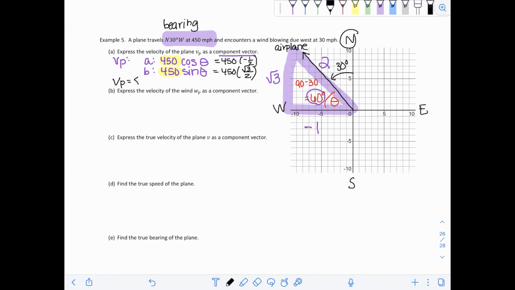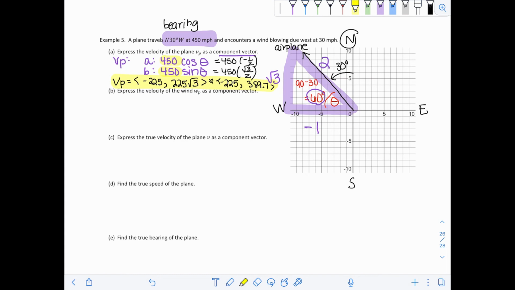Which is going to be negative 225, comma, positive 225 square root of 3. And I'll plug that into the calculator too to get the approximation. I'll round this to, how about, 389.7. So this vector is for the airplane.